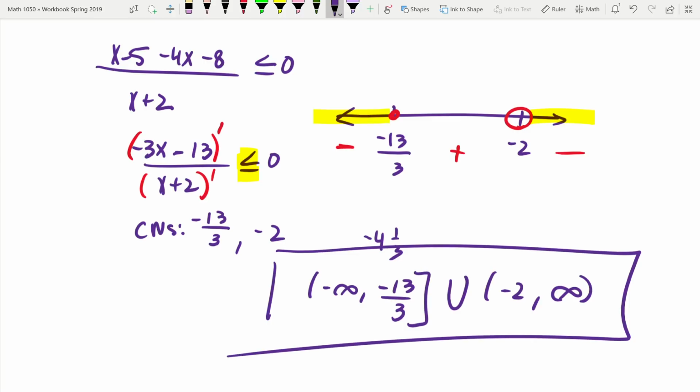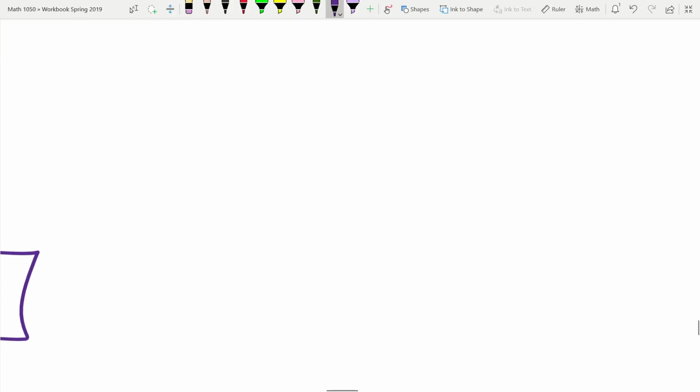Okay, number 17. A ball is thrown upward with a velocity of 42 feet per second, at a height in feet after t seconds given by this equation. After how many seconds does the ball reach a maximum height? Write the answer in exact form, do not approximate. Okay, so this is just maximum.